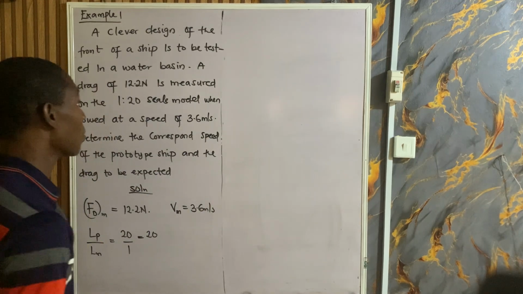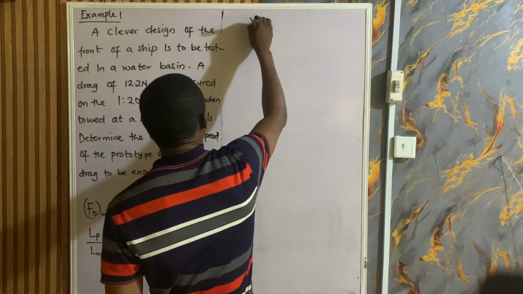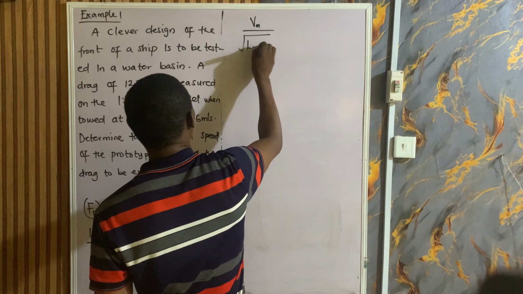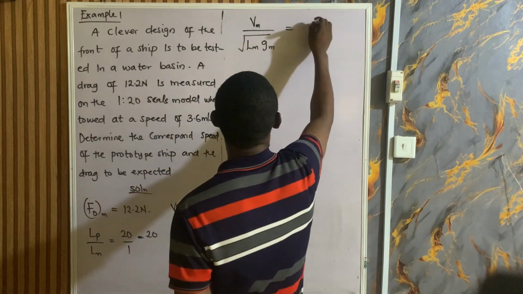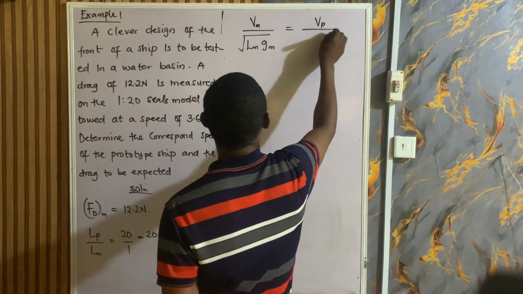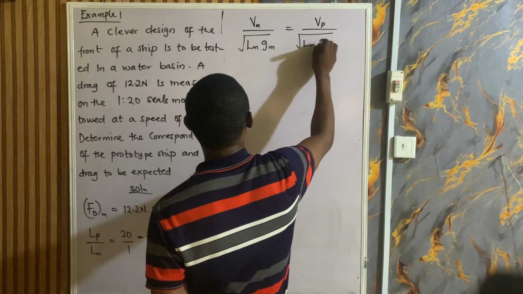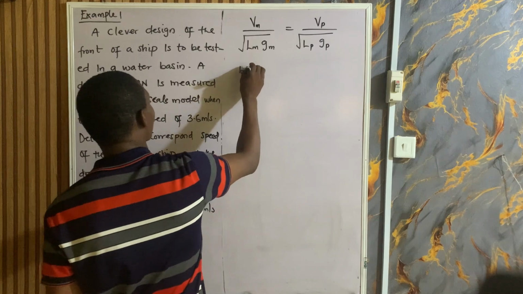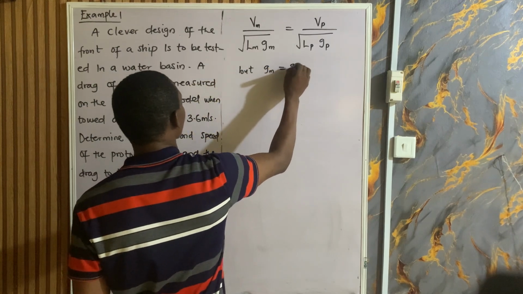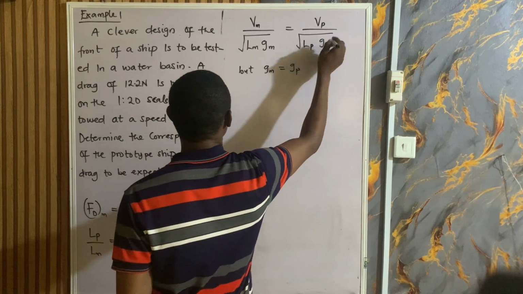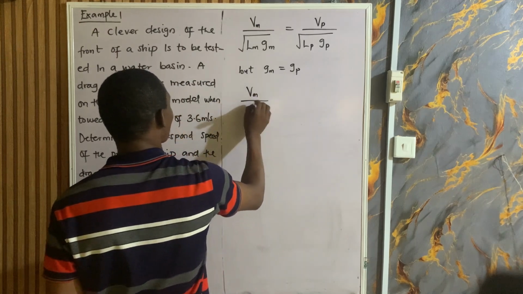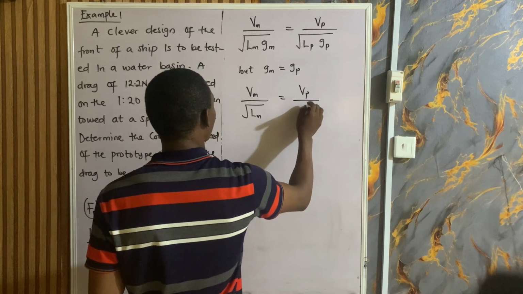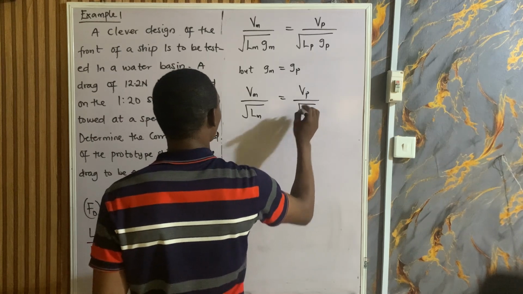First, we write that velocity of model over square root of L of model and g of model is equal to velocity of prototype over square root of L of prototype and g of prototype. But we know gravity is the same for both model and prototype, so that can be eliminated in this formula. So we are left with velocity of model over square root of length of model is equal to velocity of prototype over square root of length of prototype.